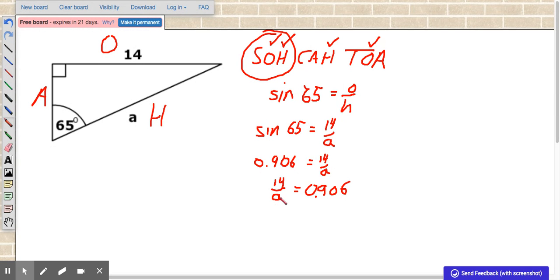Now, I want to flip this fraction upside down because I want the letter to be at the top. I'm allowed to do whatever I want in algebra as long as I do it to both sides. So if I want to flip a fraction, I need to have a fraction over here. So I'm going to turn this into a fraction by dividing it by 1. 15 divided by 1 is 15. 125 divided by 1 is 125. I'm allowed to divide by 1. It doesn't change anything. So I'm writing this as a fraction divided by 1. Now I can flip both fractions upside down as long as I do it to both sides. So A over 14 equals 1 over 0.906.